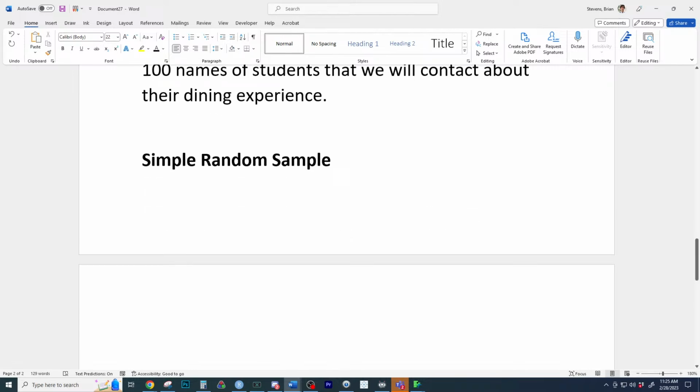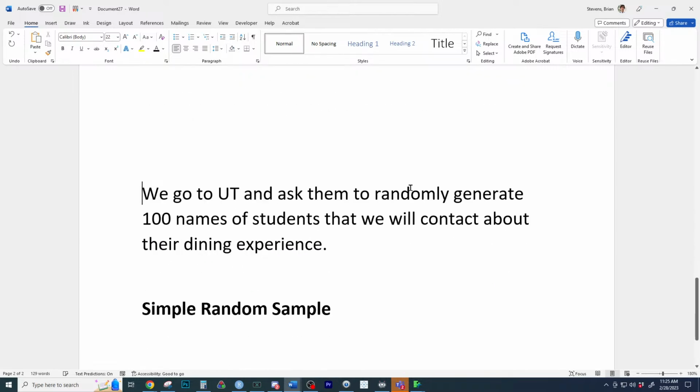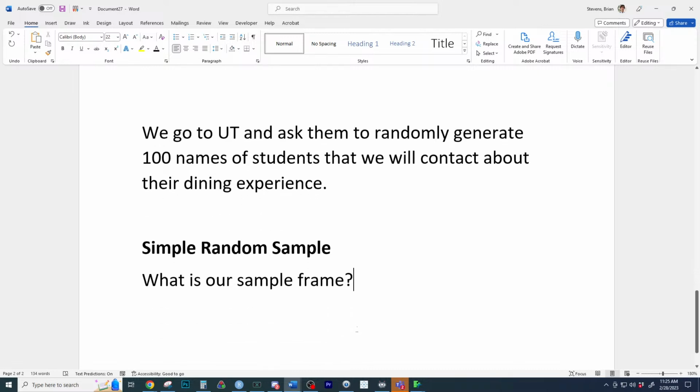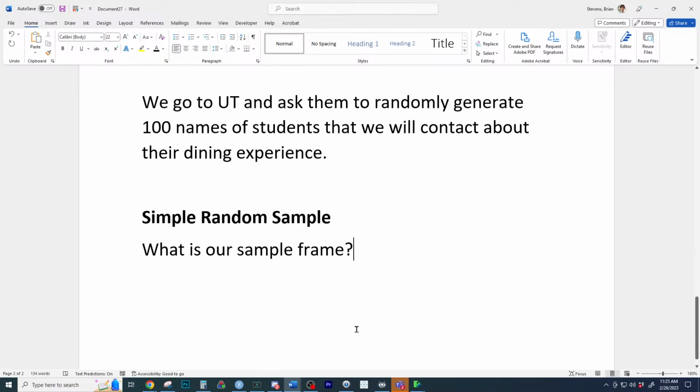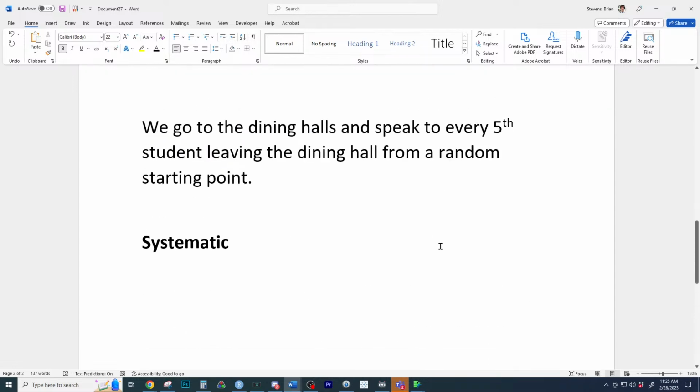What would be your sample frame? Because we're reviewing sample frame, what is the sample frame in this question? Yeah, it is, because UT has access to everyone. So it would be all UT students, because UT has access to all of them.